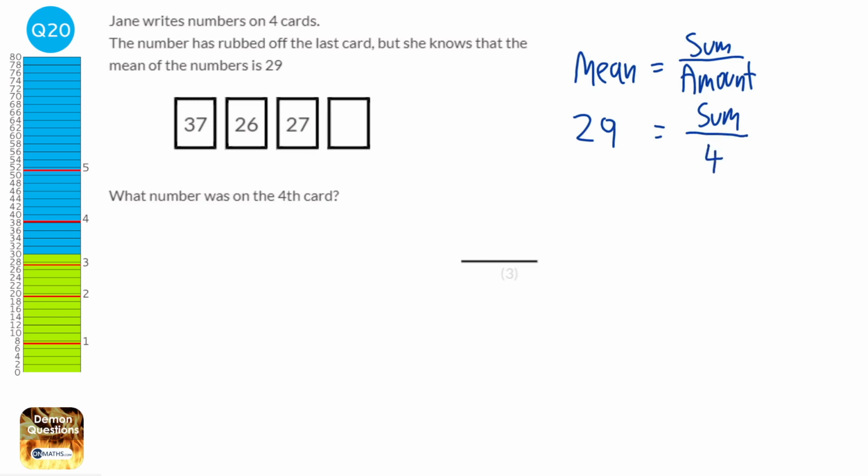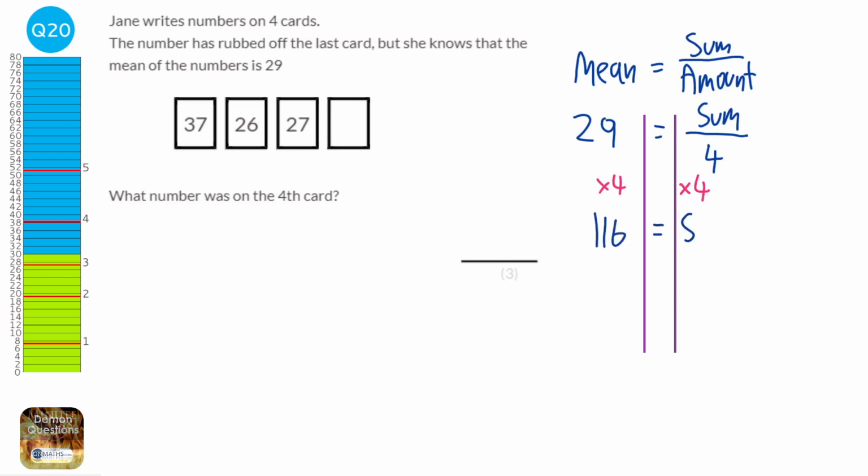So what we can do is just get our lines in and solve this. So what we're going to do is just times both sides by 4. So we're going to do 29 times 4, which is 116. And so we know that the sum of the numbers will be 116.